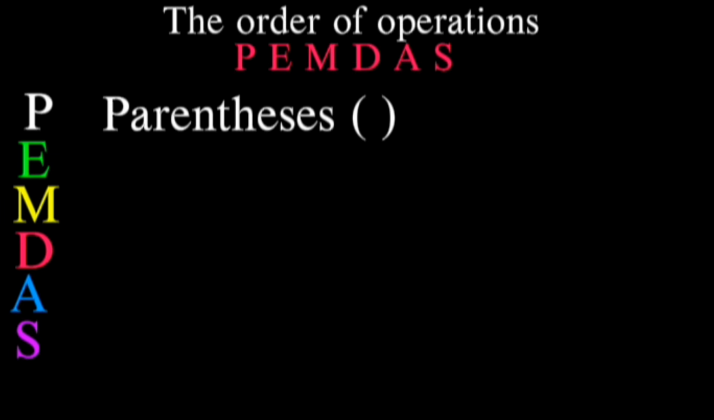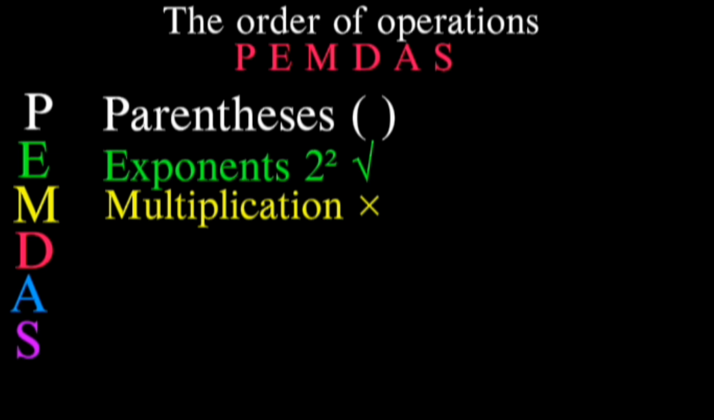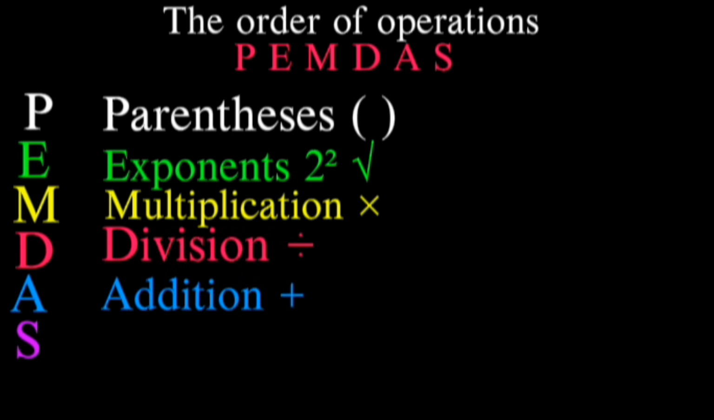P stands for parentheses, E stands for exponents, M stands for multiplication, D stands for division, A stands for addition, and finally S stands for subtraction. When we face a complex mathematical expression, we first solve the parentheses, then calculate the exponents, next perform multiplication and division, and finally carry out addition and subtraction.